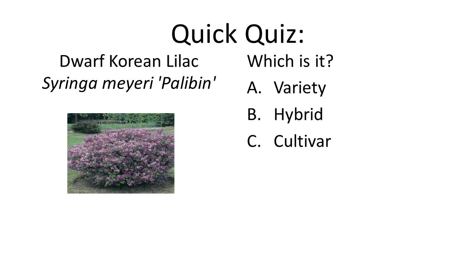So now let's take a look at this name and what does it tell you about the plant. Dwarf Korean lilac, Syringa meyeri 'Palibin'. Which is it, a variety, hybrid, or cultivar? The answer is C, cultivar. 'Palibin' in the single quotation marks denotes that it is a cultivated variety.